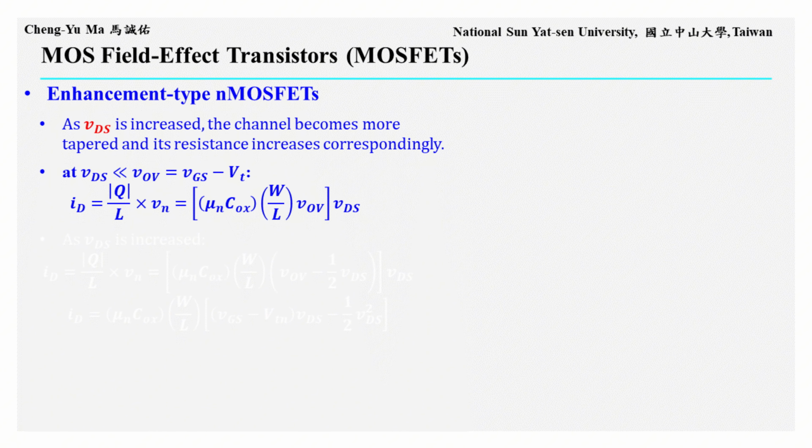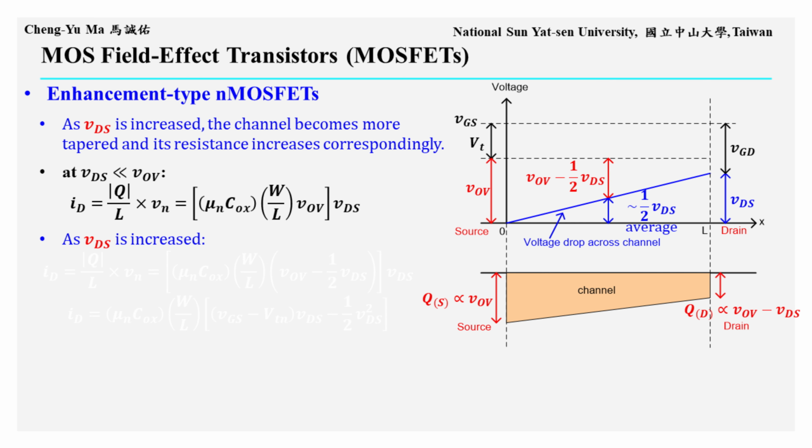Earlier, we derived the small VDS result under the condition VDS is much smaller than VOV, where VOV equals VGS minus VT. In that case, the oxide voltage near the drain is still almost VGS, so the electron concentration in the channel is approximately uniform. This allowed us to write the drain current as charge per unit length times drift velocity, as shown in the equation. When VDS becomes larger, the carrier distribution in the channel becomes tapered.